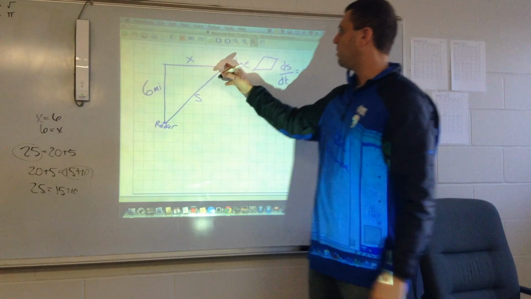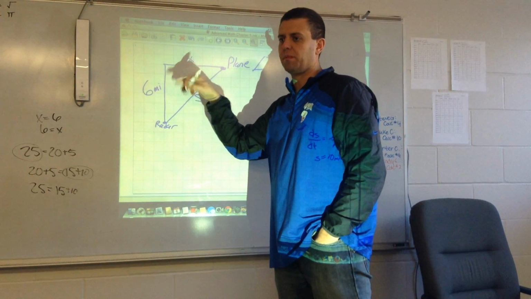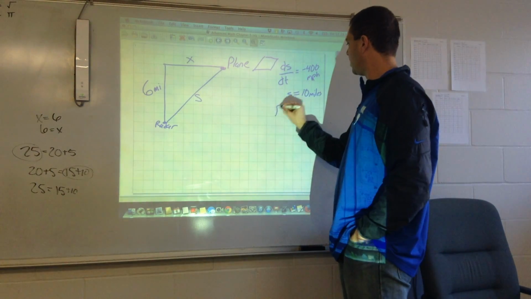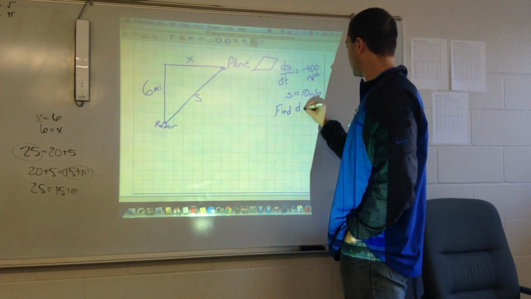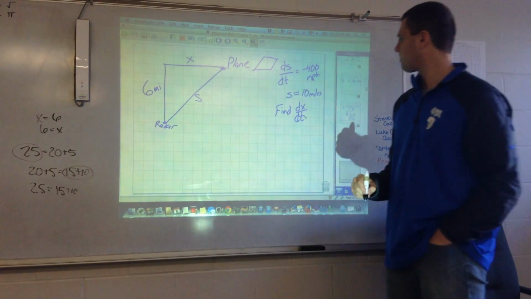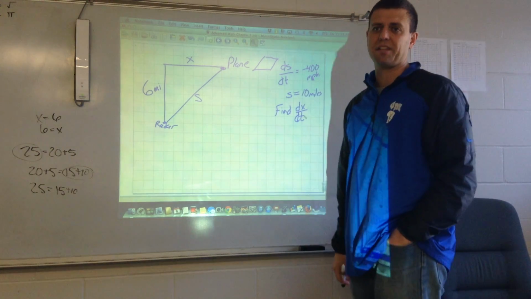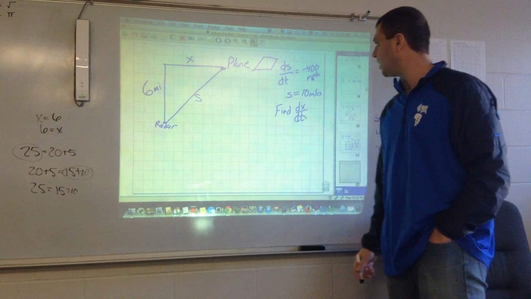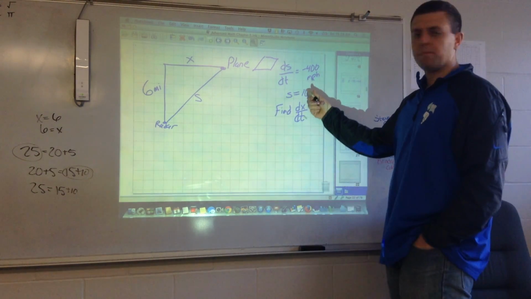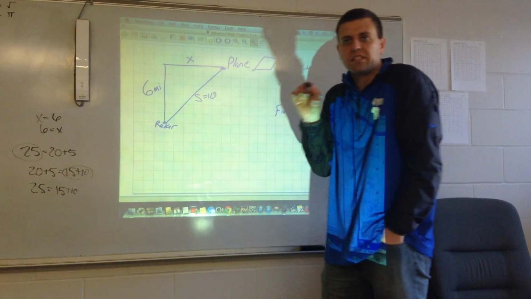Keep in mind, based on this setup, we'll probably get a negative value, but because we ask for speed, you can just make it positive. So, would we want to start with 36 plus x squared equals s squared? Well, it might be helpful to figure out what x is at the very moment we're interested in, when s is 10.